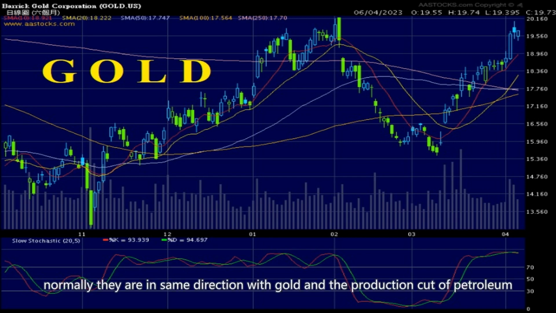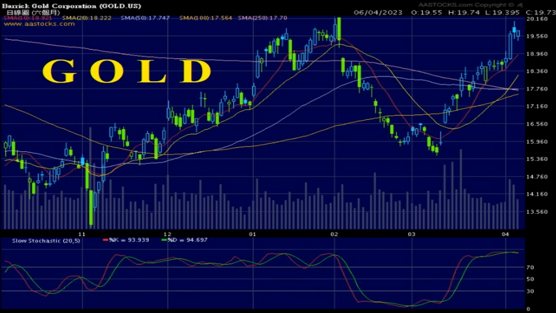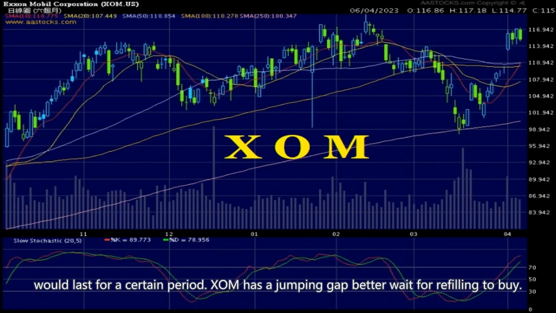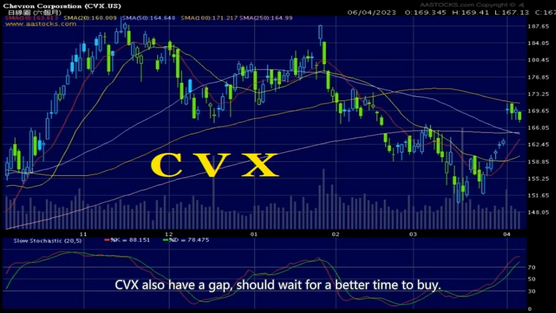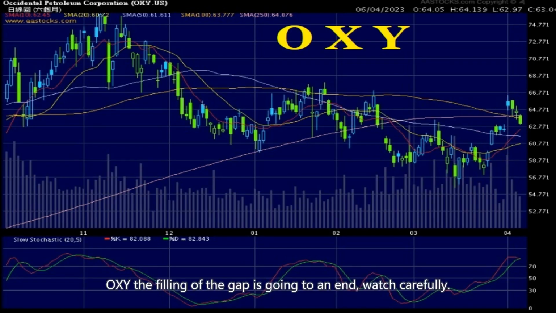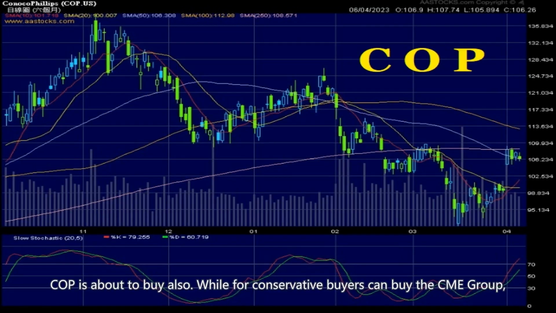For energy stocks, normally they are in the same direction as gold, and the production cut of petroleum would last for a certain period. XOM has a jumping gap, better wait for refilling to buy. CVX also has a gap, should wait for a better time to buy. OXY, the filling of the gap is going to an end, watch carefully. COP is about to buy also.